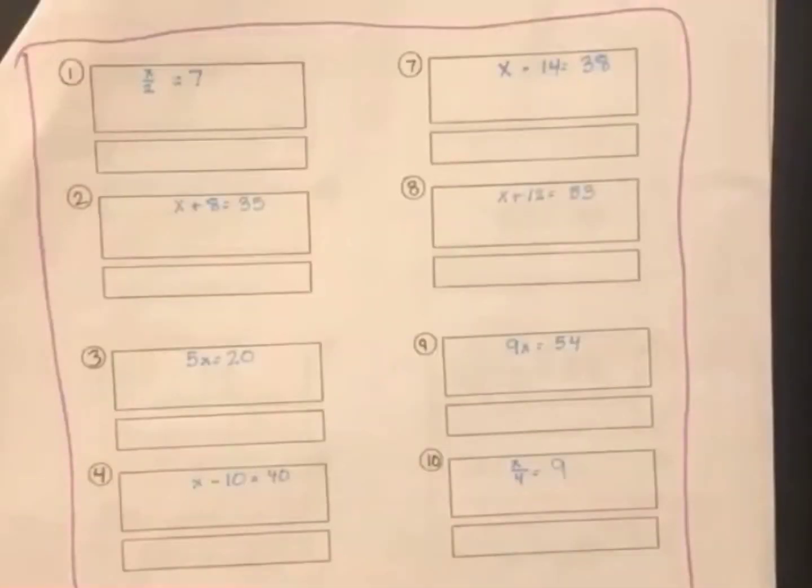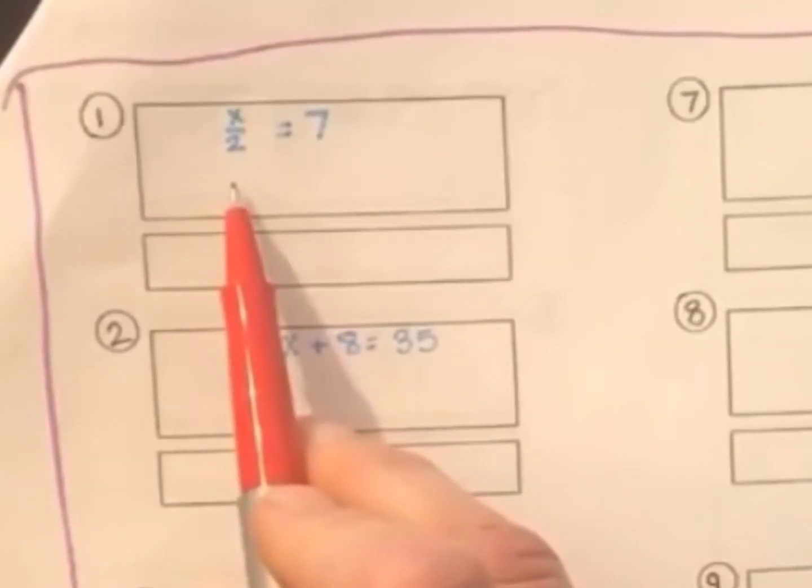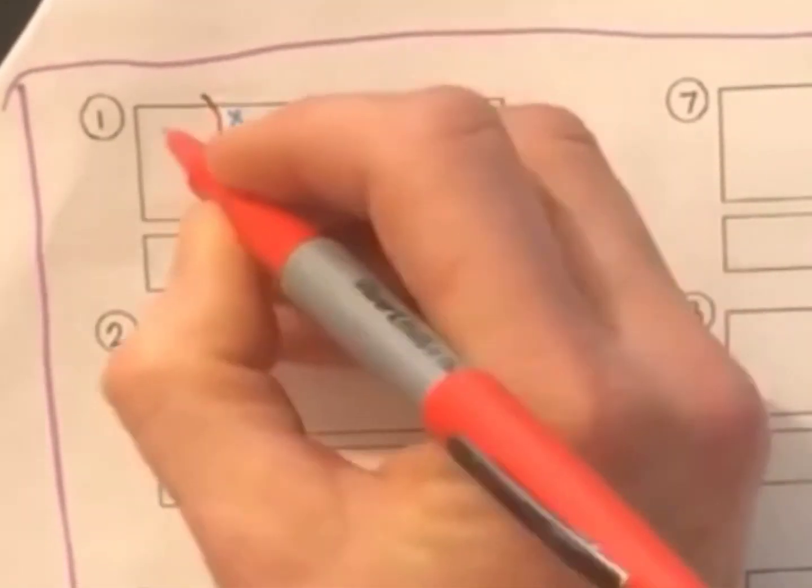On the second page, you'll see not only addition and subtraction, but also multiplication and division with the x variable. Let's go ahead and look at the first one. You've got x divided by 2 equals 7. Remember, our goal is to isolate the x. And by doing the inverse operation, we can get the x by itself.